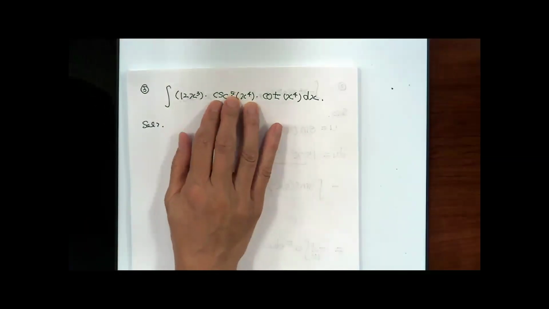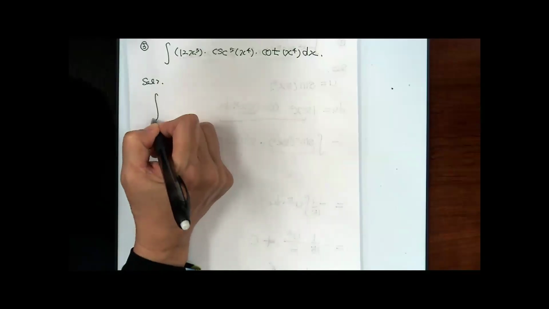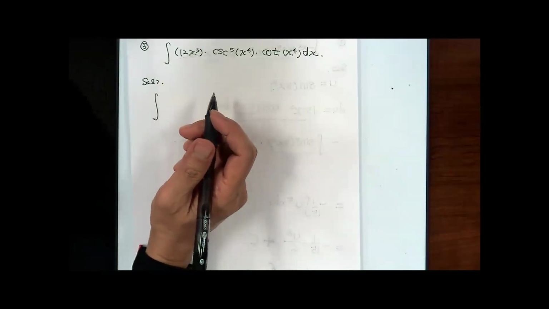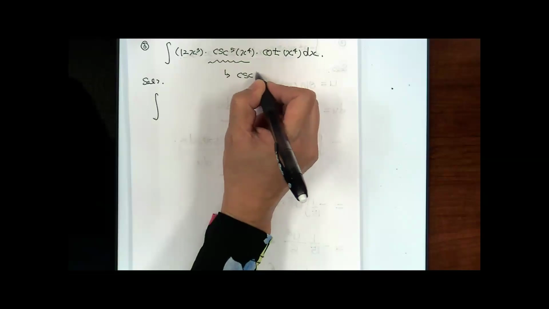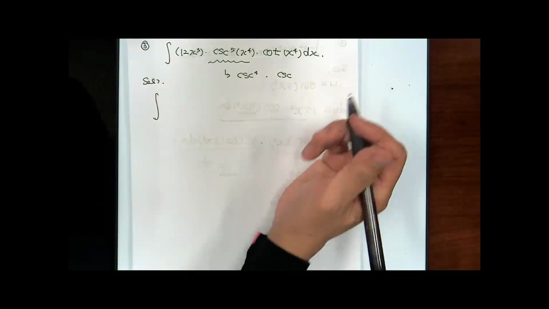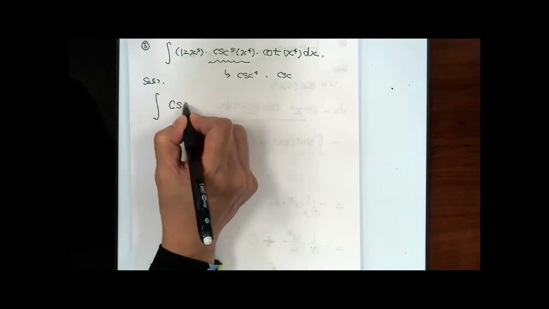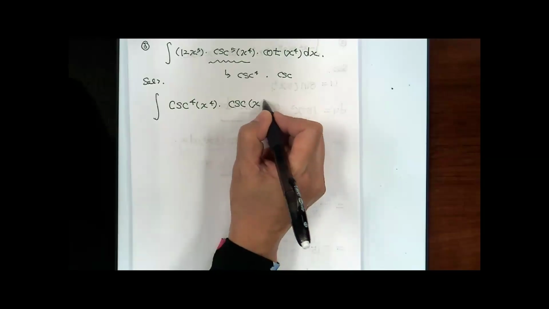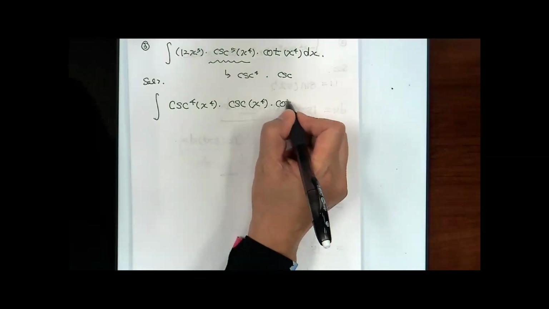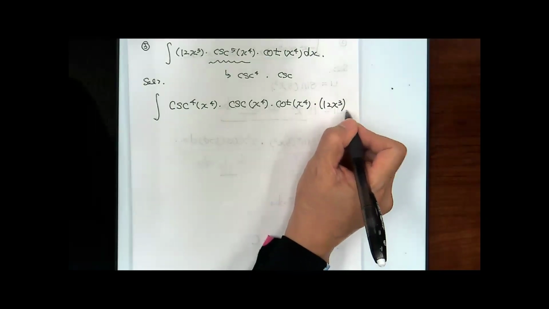But outside of cosecant to the fifth power, we have only cotangent. So we have to manipulate the given form so that we can use substitution. We can do it by breaking that into cosecant to the fourth power times cosecant. So I will rewrite the problem as cosecant to the fourth power of x to the fourth power, times cosecant of x to the fourth power times cotangent of x to the fourth power times 12x cubed dx.